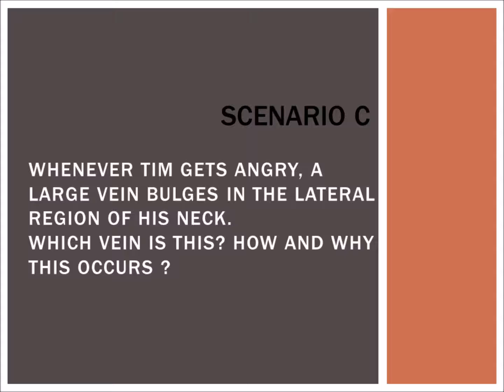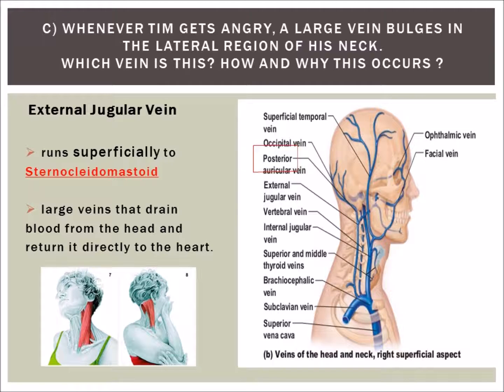Next, let's look into scenario C. Whenever Tim gets angry, a large vein bulges in the lateral region of his neck. Which vein is this? How and why does this occur? The vein that bulges in the lateral region of Tim's neck is actually the external jugular vein. The external jugular vein runs superficially to the sternocleidomastoid, which is a pair of muscles in the superficial layer of the side of the neck. It is a large vein that drains blood from the head and returns it directly to the heart.